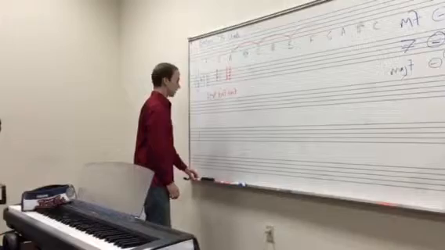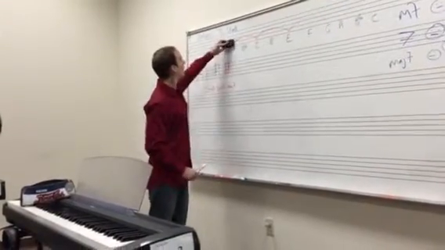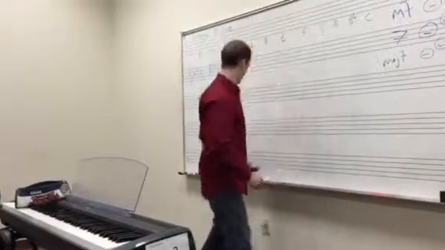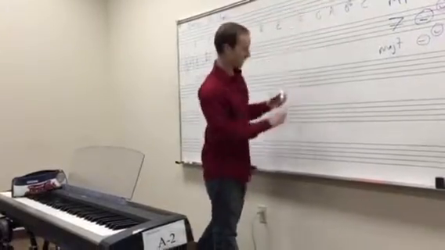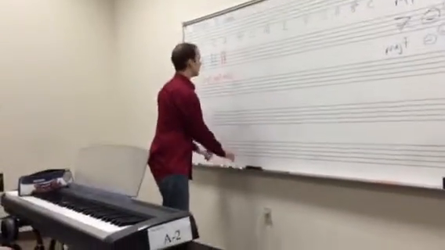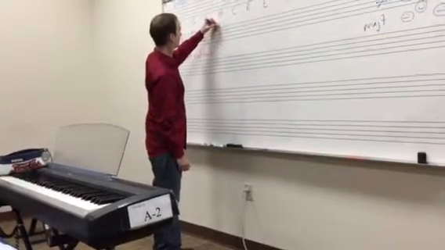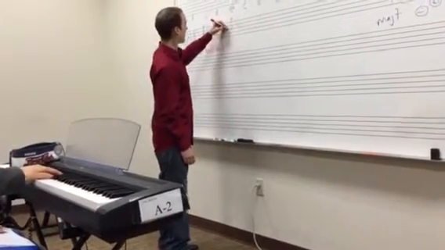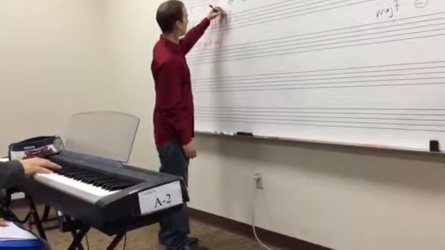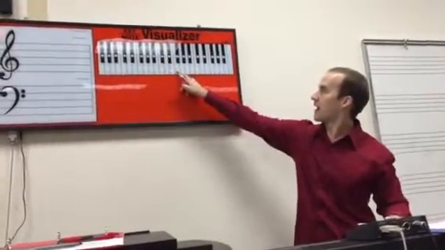Great. Next, we have B flat. So we're going to bounce every other note. B flat, D, F, and A. Stack those up, starting right here. They all go on lines. B flat, D, F, A. Now let's look at our keyboard. Stack those up. B flat, D, F, and A.